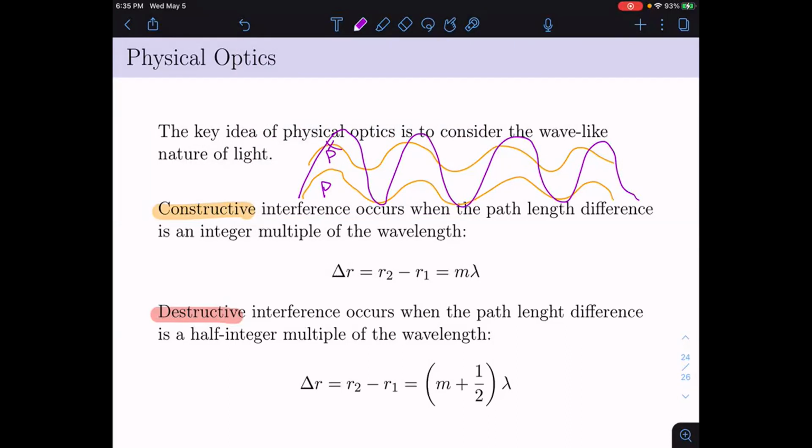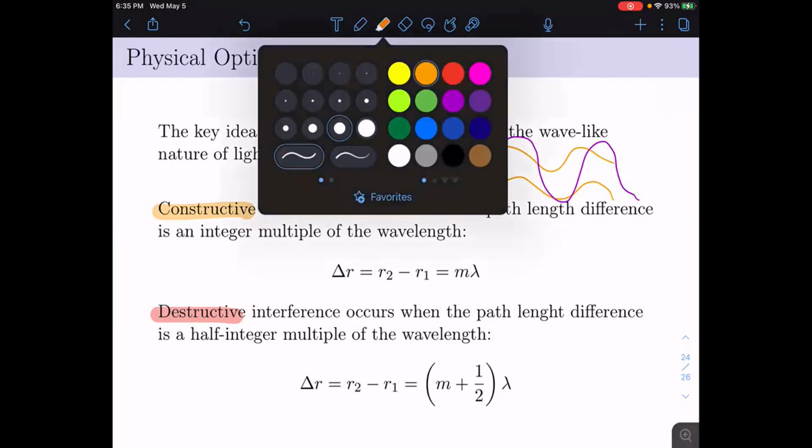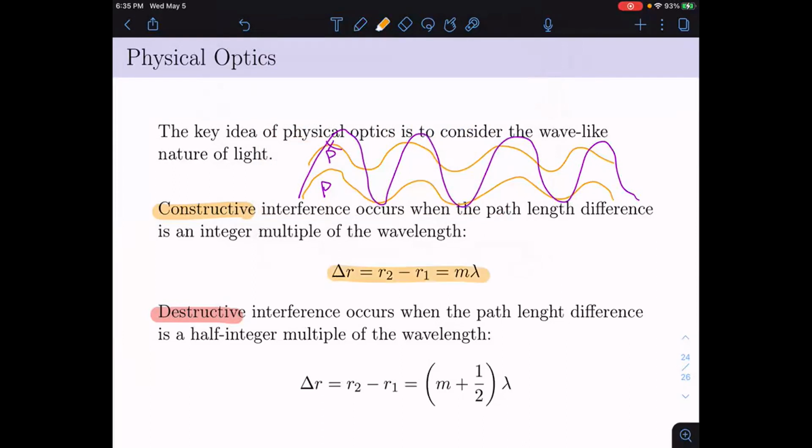And how we represent that mathematically is this equation right here, highlighted in orange to keep colors constant. It says that the path length difference, delta R, is an integer multiple of the wavelength of the light. Where the integer multiple comes into play, that is M, our wave number. For constructive interference, it will always be some whole number integer, so 1, 2, and so on. Then on the other end of the spectrum, destructive interference, you have your path length difference.